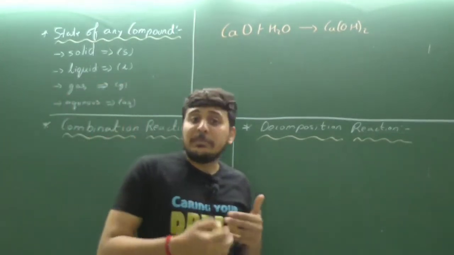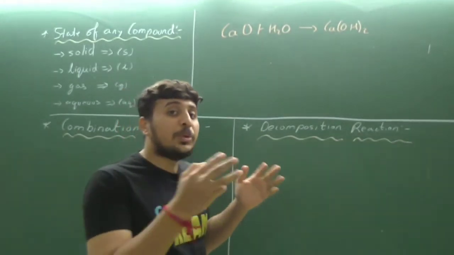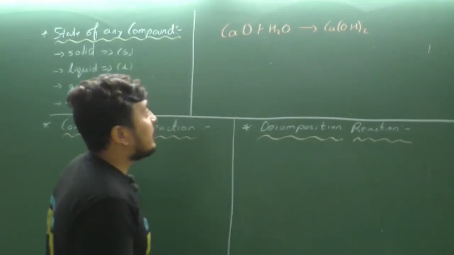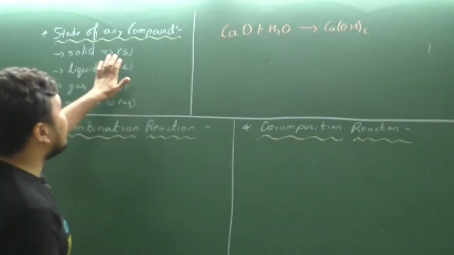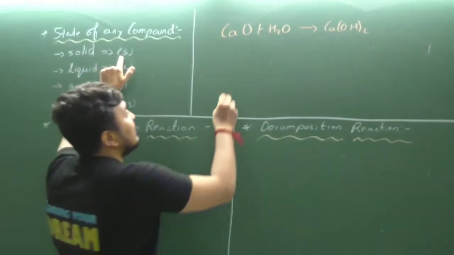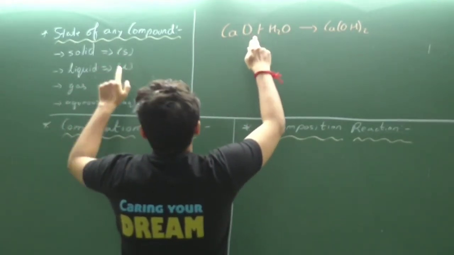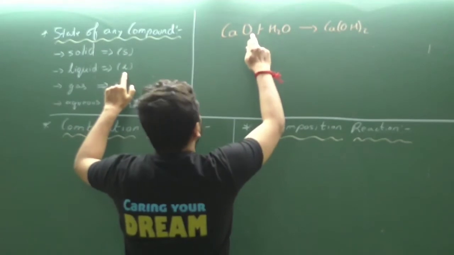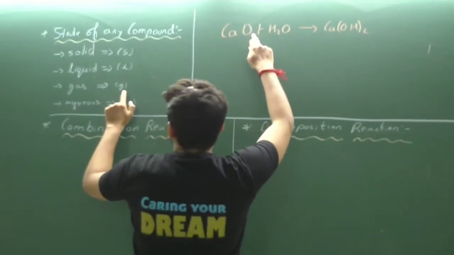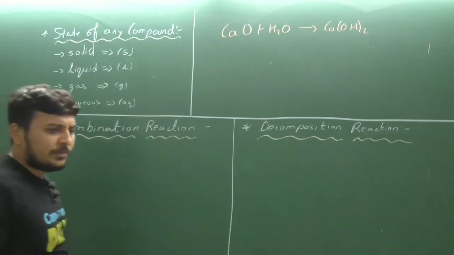But how can we make this equation more informative? How can we add more information in the equation? So first of all, we need to write the states of each and every compound. Solid means S. If the calcium oxide is solid in state, then we have to write here S. If it is liquid in state, then we have to write L. If it is gaseous in state, then we have to write G. If it is aqueous solution, then we have to write AQ.